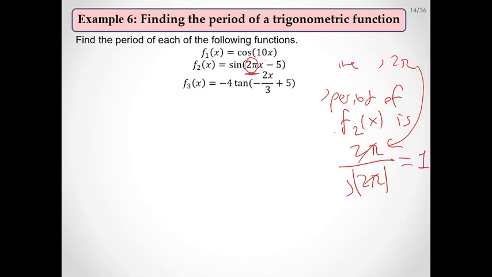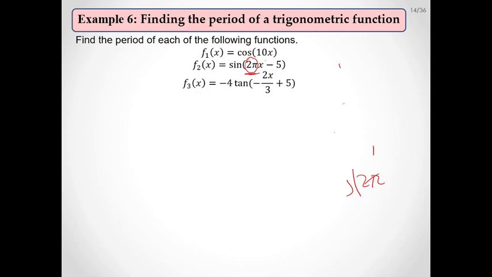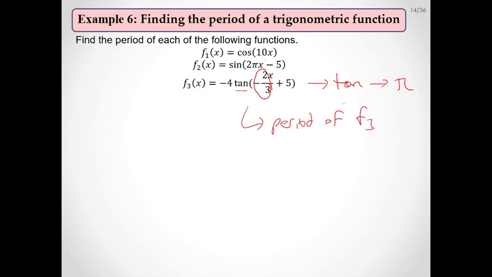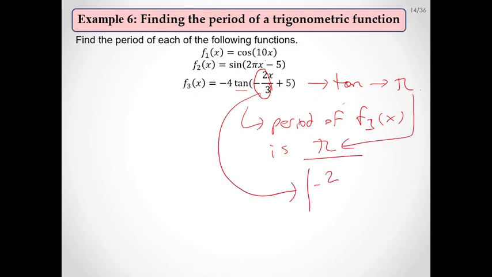And let's do the other one. What is the period of tangent here? Tangent's period is pi. And what is the coefficient of x? It's minus 2 over 3. So the period of f sub 3 of x is pi, that comes from here, divided by the absolute value of minus 2 over 3. And this means pi over 2 over 3, which is 3 pi over 2.